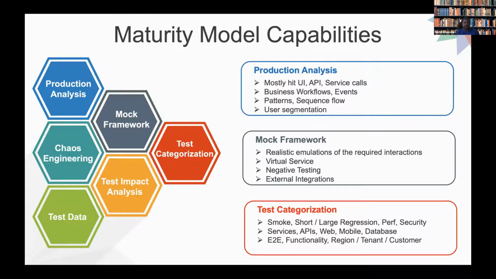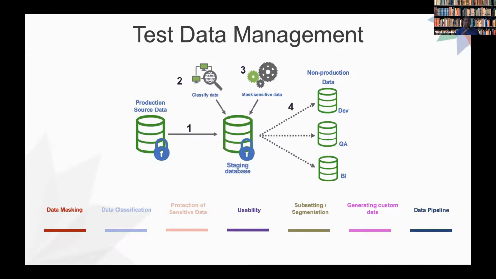And test categorization, I think everyone knows about it: how do you categorize your tests so that it relates to what your test is all about, and you take a call when you have a shorter release cycle. One of the key things I have always seen is people saying, sorry, we could not test this particular feature because we do not have the same test data as production. So how do you solve those issues? How do you ensure that your production data is also coming back into your development cycle?